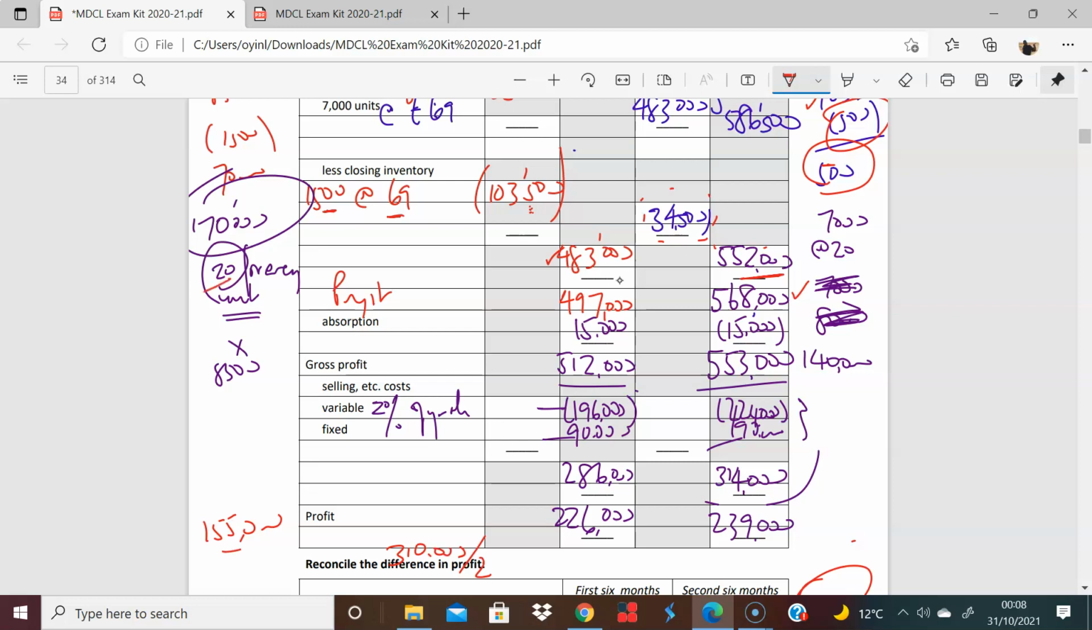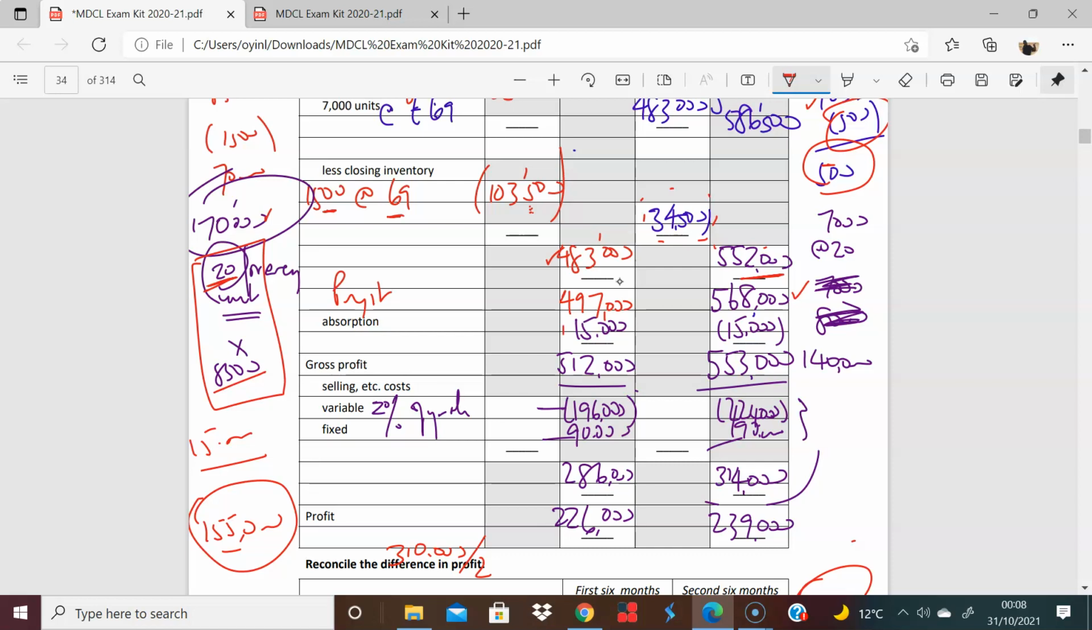Now, you're putting £20 for every unit you produce, which means that when you produced in the first 6 months 8,500 units, you put into your accounting 20 times 8,500, which is 170,000. So you should have only put in 155. You put in 15 too much. So 15 too much has hurt your profits because this is a cost. So I need to add 15 to bring it back to what it should be.